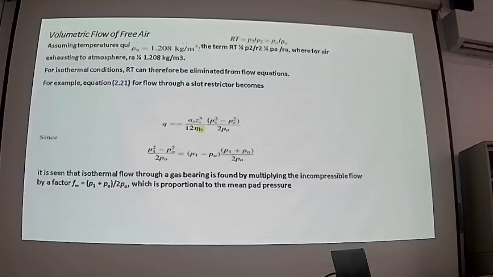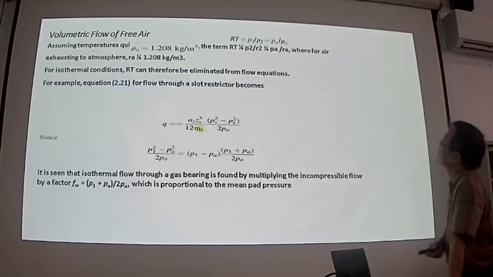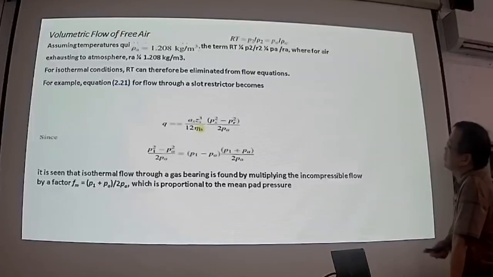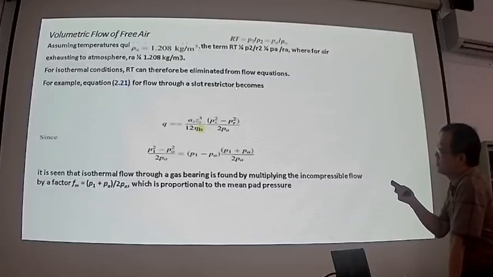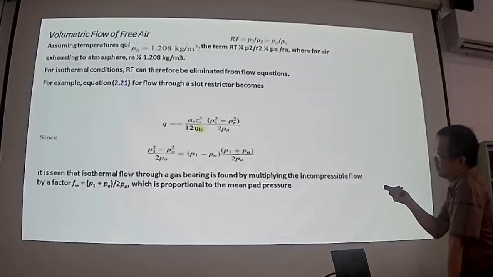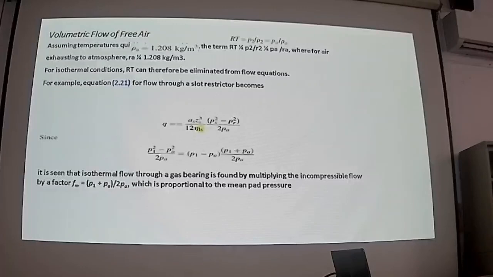So here is the volumetric flow rate. Okay. Here is an example with an air bearing using the slot restrictor. Okay. Here is the formula for that. But normally you can ignore it.